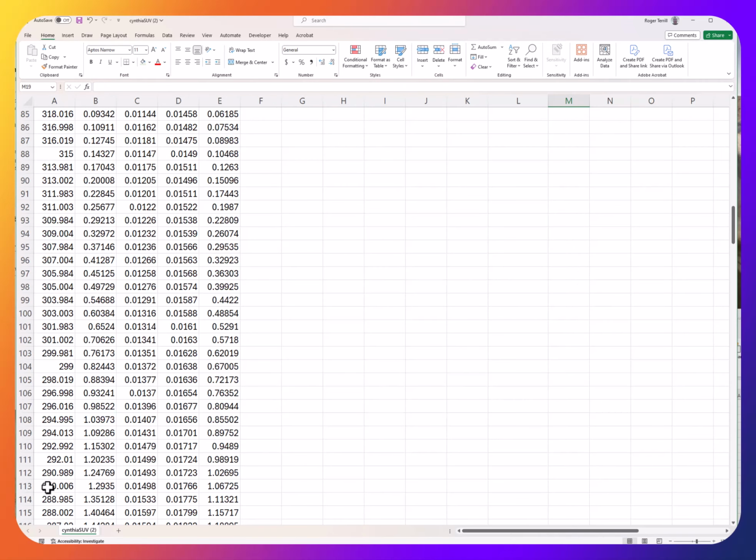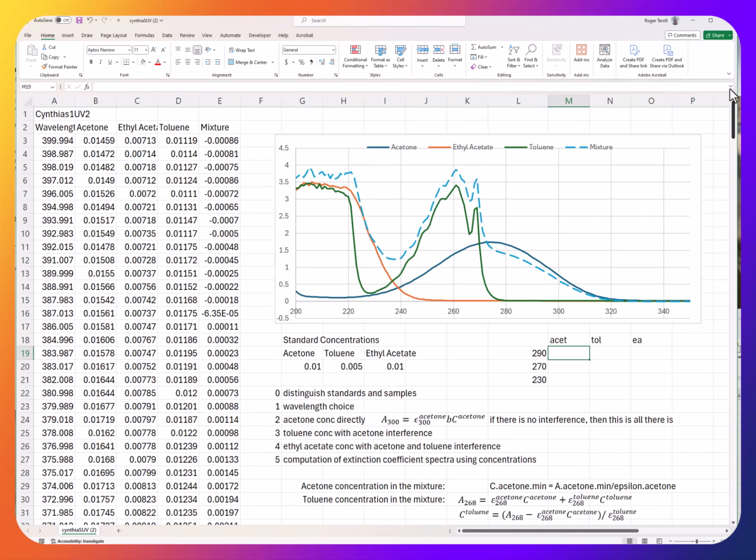And that is row 113, right? So acetone, that standard, that's going to be equal to B113, right? And toluene, that's going to be equal to D113, and this is going to equal C113, right?